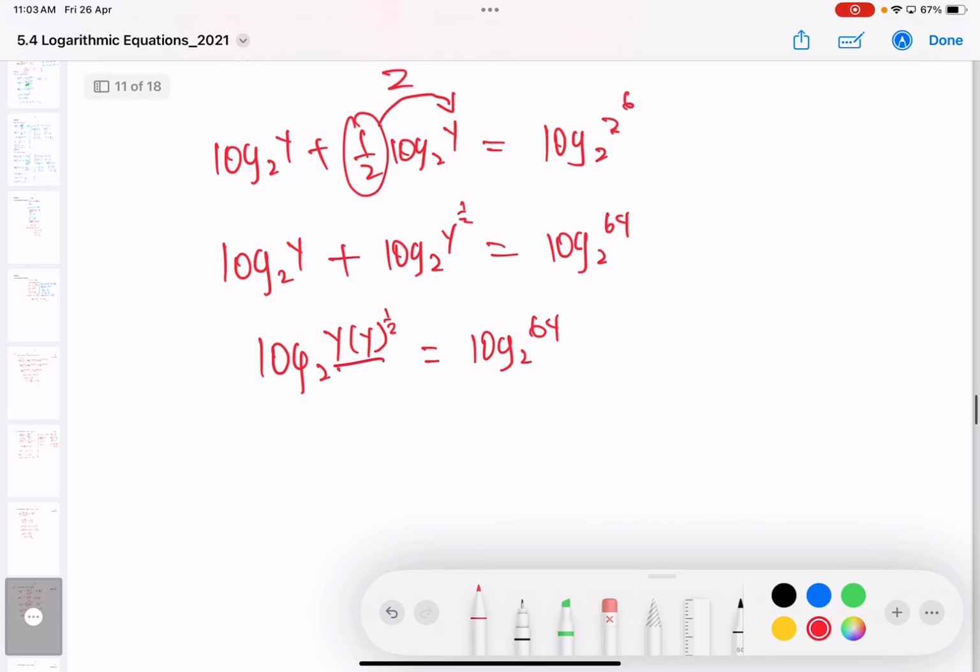Here, ladies and gentlemen, what is y multiplied by y to the power of half? Same base. This is the same as y to the power of 1. So will you not agree it will be y to the power of 3 over 2 is equals to 64.